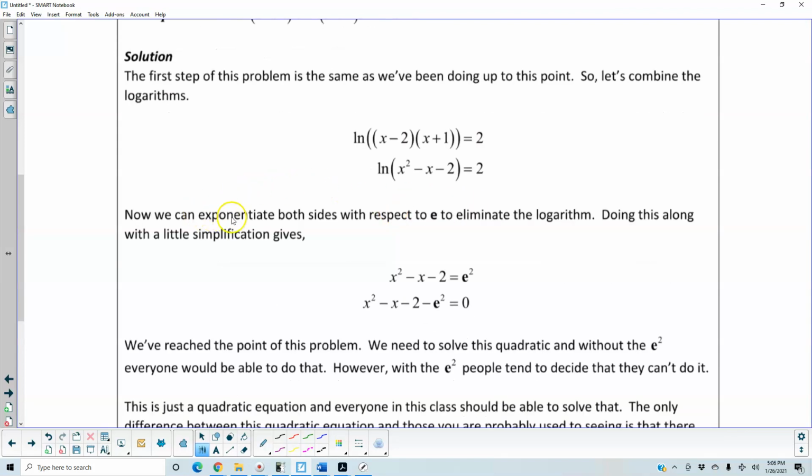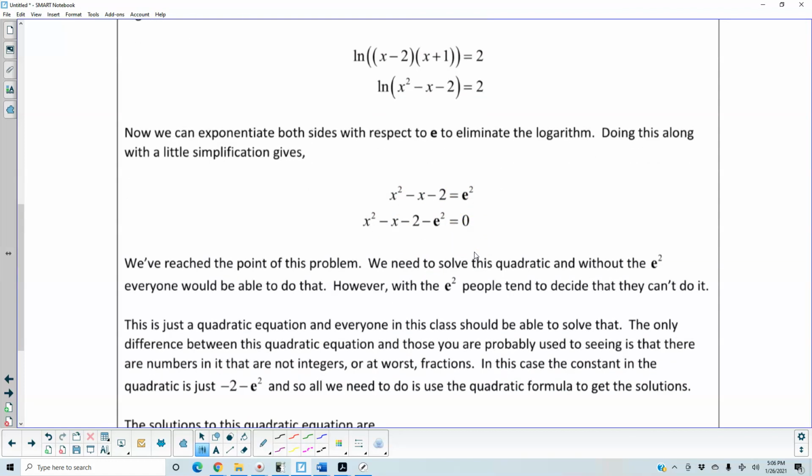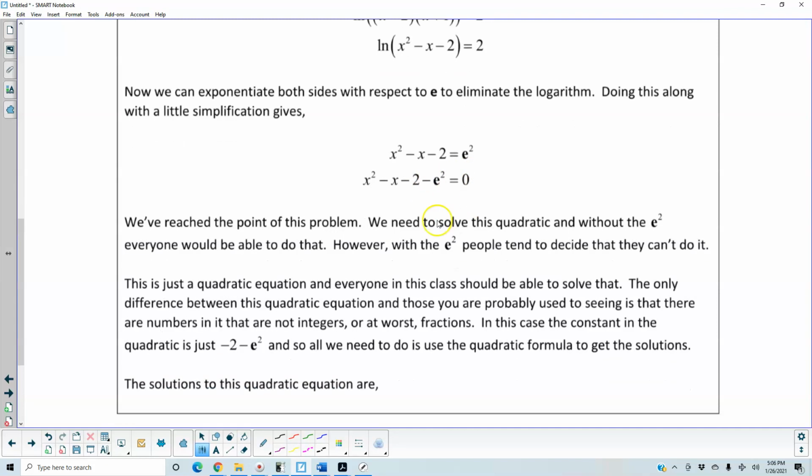And now we can exponentiate both sides with respect to e to eliminate the natural logarithm. Doing this along with a little simplification gives us x² - x - 2 = e². And now what we want to do is subtract the e² and set it equal to 0. So we've reached the point of this problem.